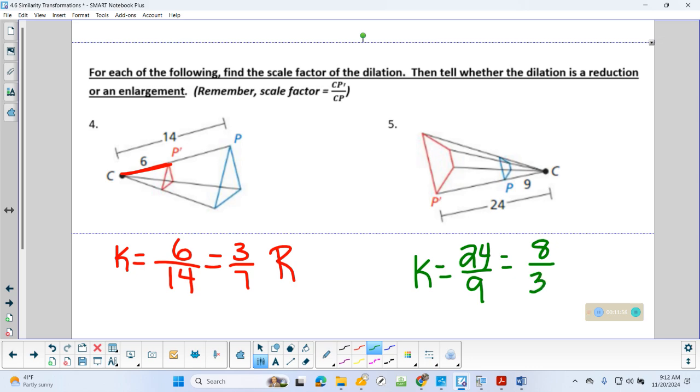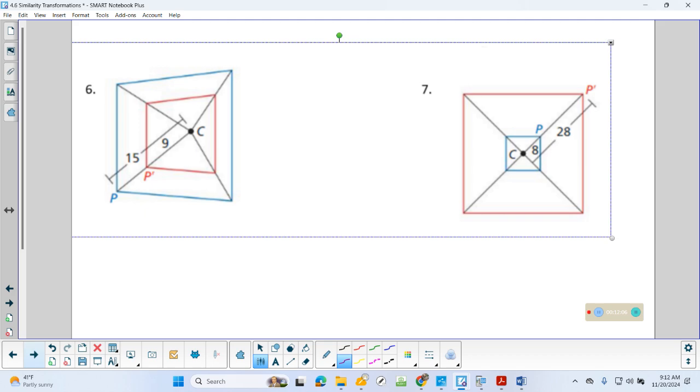Enlargement or reduction? Enlargement. 8 over 3 is definitely over 1. I'm just going to put E for enlargement. You can too. All right, let's look at the next pictures. I couldn't fit them all in one slide.